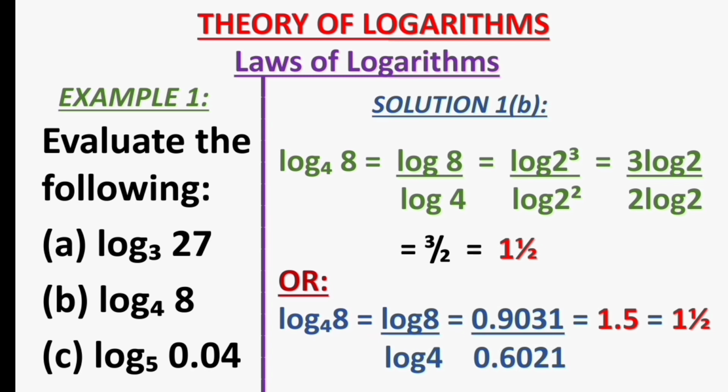Here is another way we can solve question 1b. This method involves the use of logarithm tables, where the logarithm of 8 is 0.9031 and the logarithm of 4 is 0.6021. When you divide, we will get the answer once again, which is 1.5.